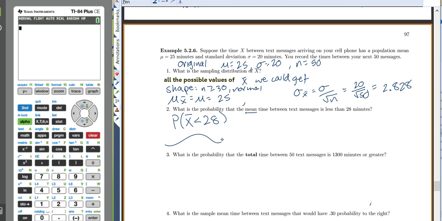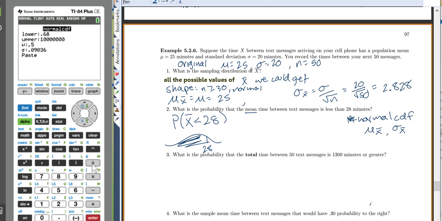Okay. So here is my 28. I'm looking for this probability that's to the left of it. We're just going to put it in our calculator again. We'll use our normal function. Make sure you use mu of x bar and sigma of x bar for your mean and standard deviation. So we want our normal CDF. My lower bound is going to be negative 1 million. My upper bound is 28. My mean for sample means is 25. My standard deviation for the sample means is 2.828.